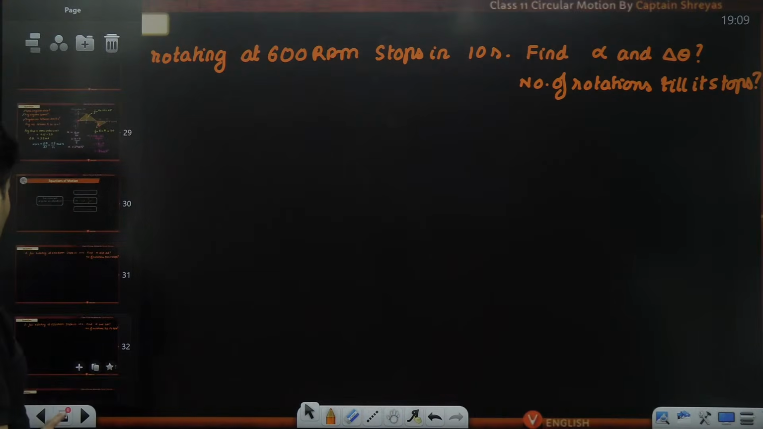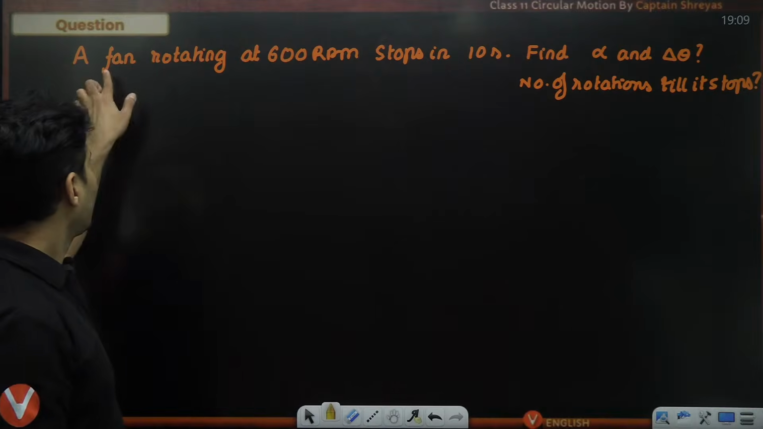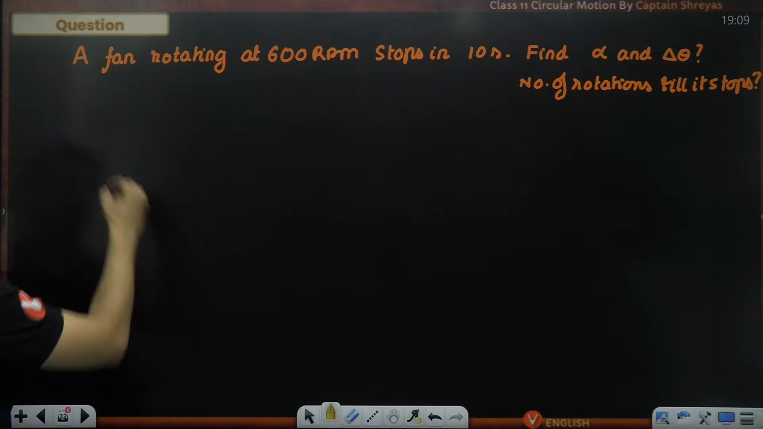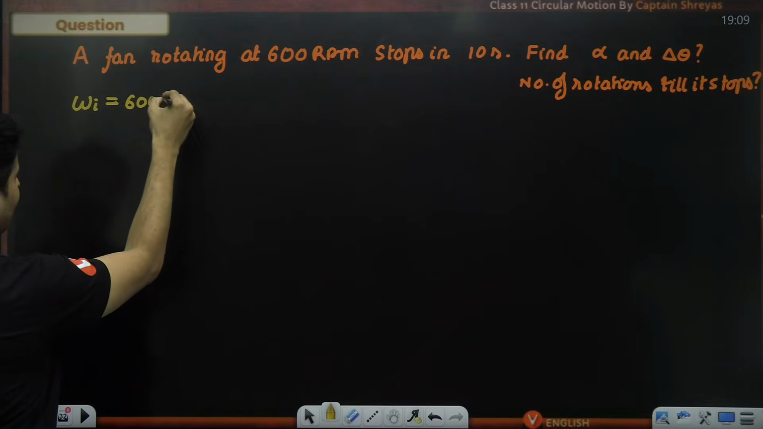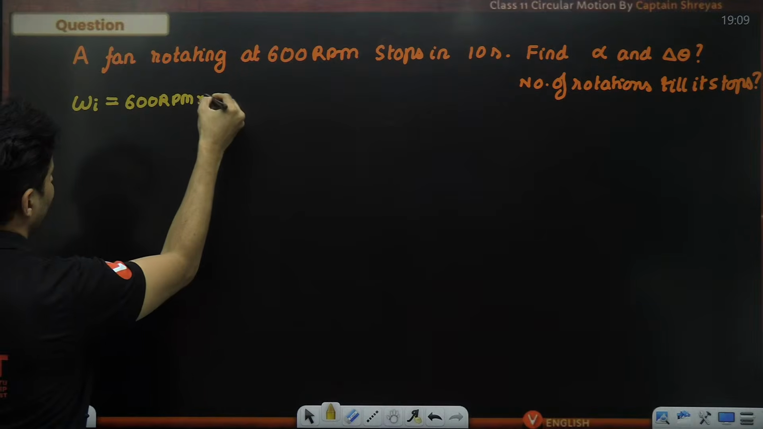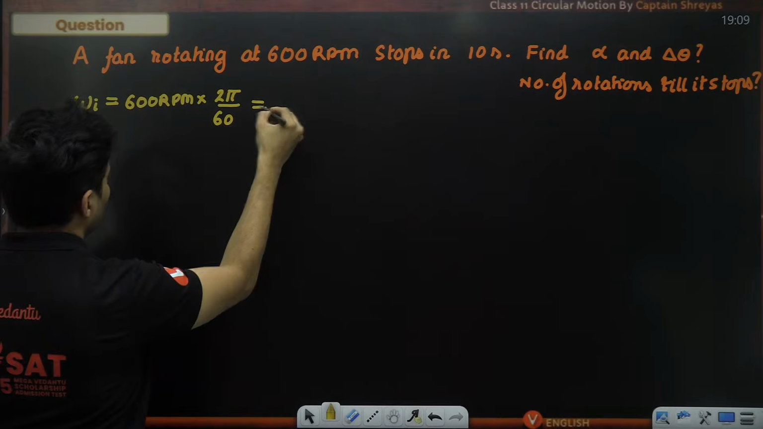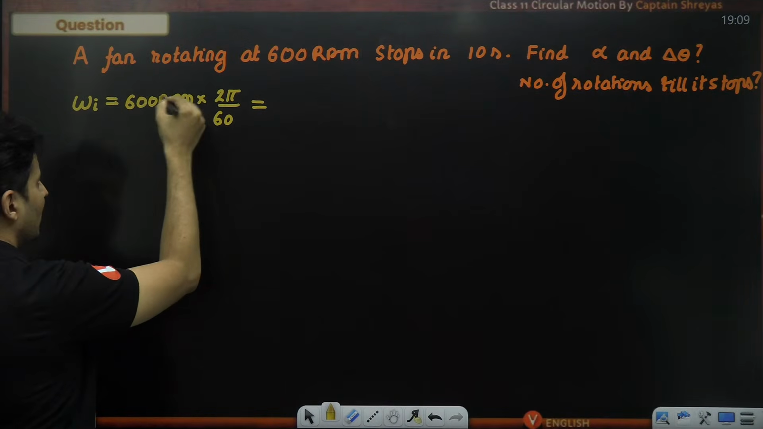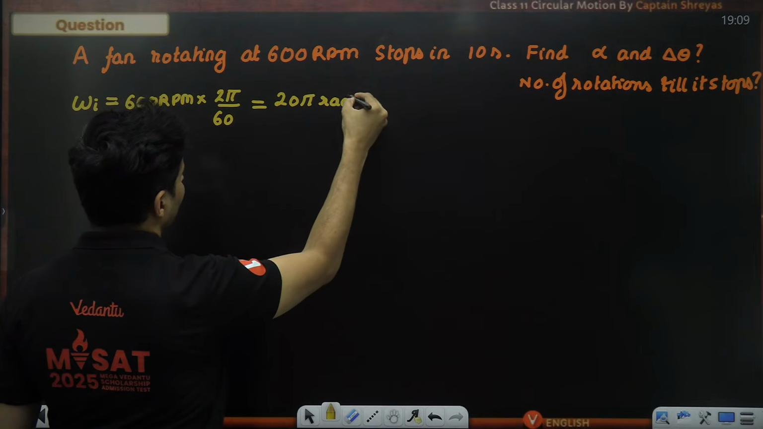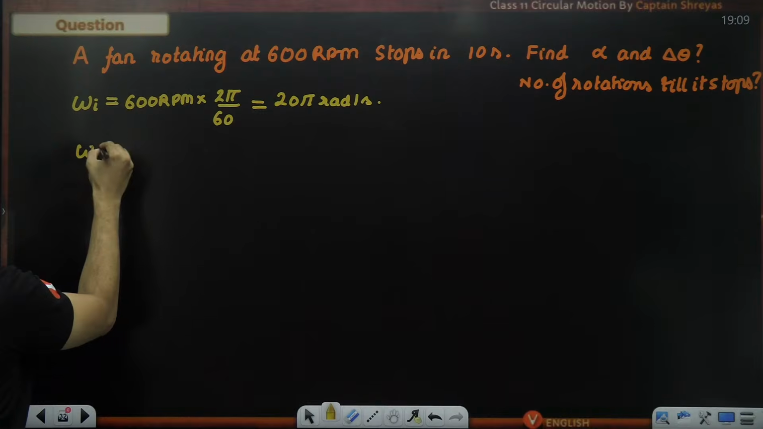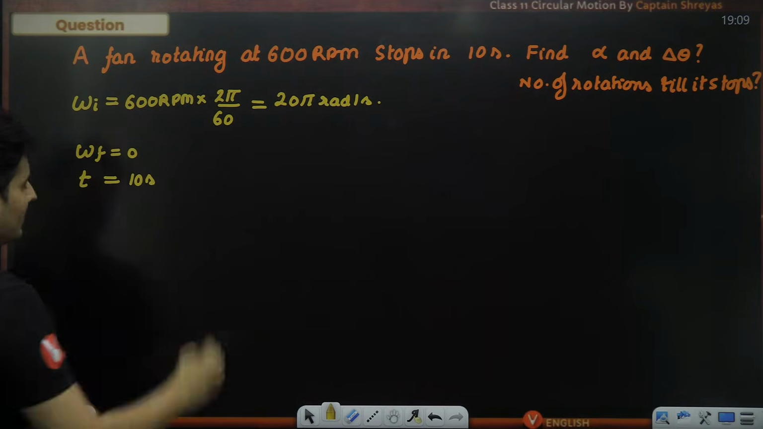Very simple, straightforward question. Let's analyze whatever is given to me first. A fan is rotating at 600 rpm. That means I know my initial angular velocity. That is 600, but in rpm, I don't like that. I will multiply it by 2 pi and divide it by 60. So 60 into 600 goes 10, 10 into 2, 20. So 20 pi radian per second. Finally, it is coming to a halt. The time taken to stop is given to be 10 seconds.